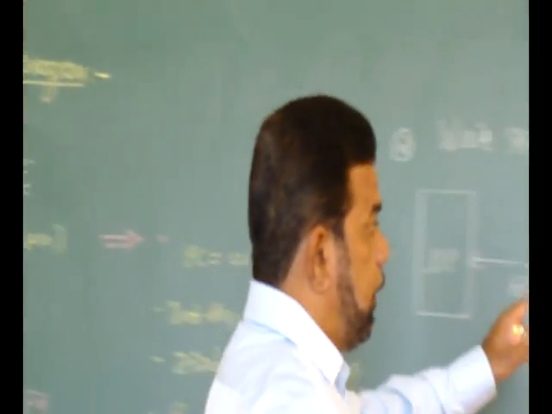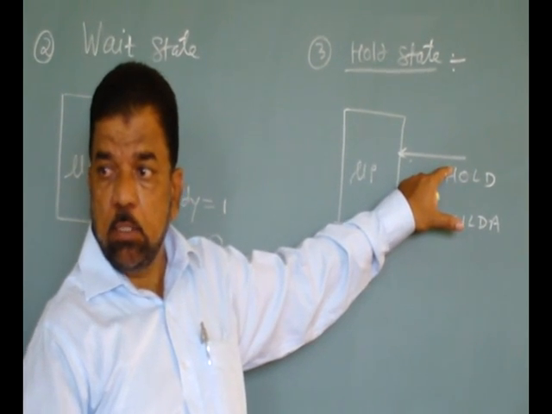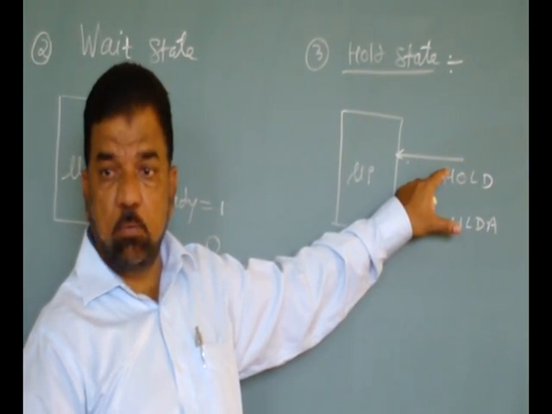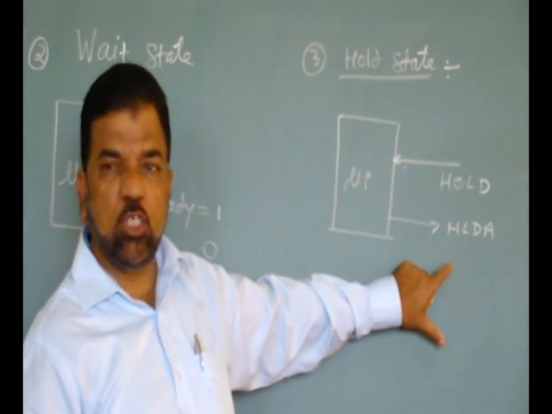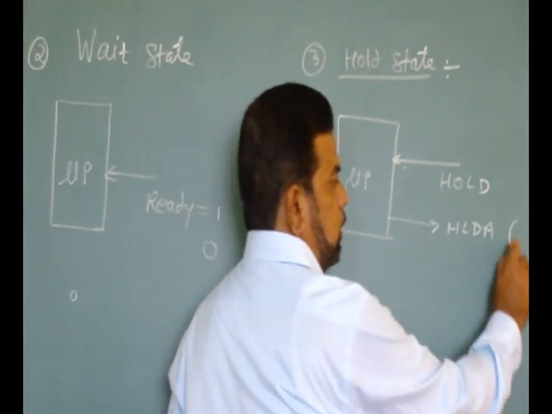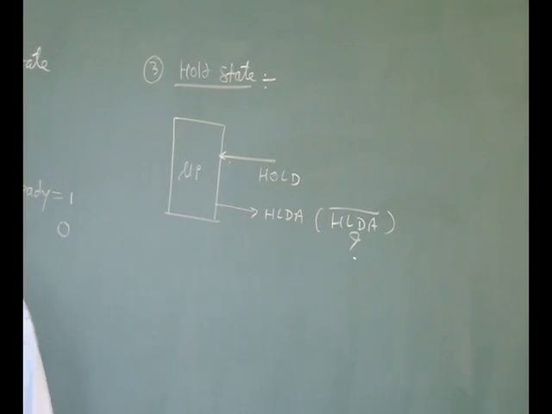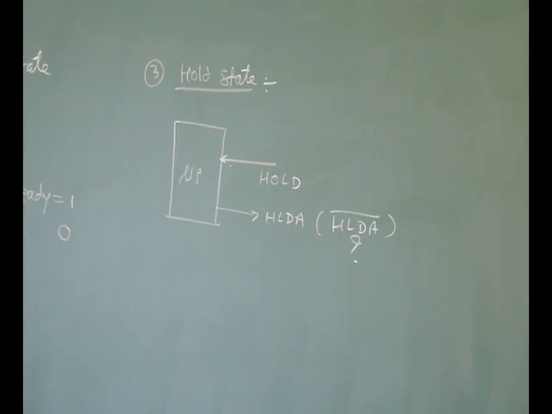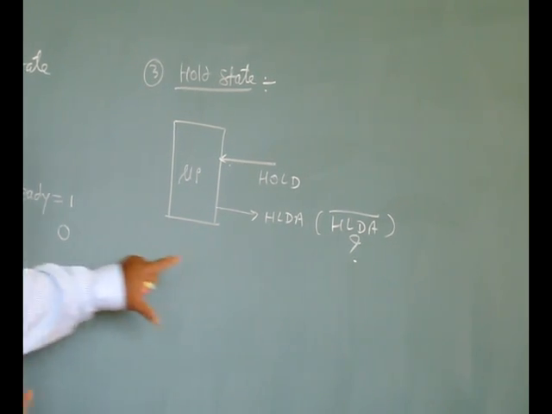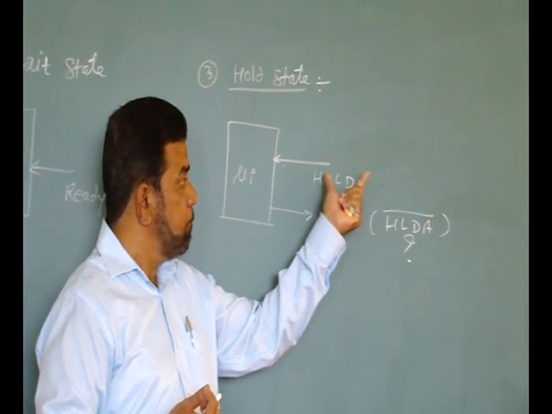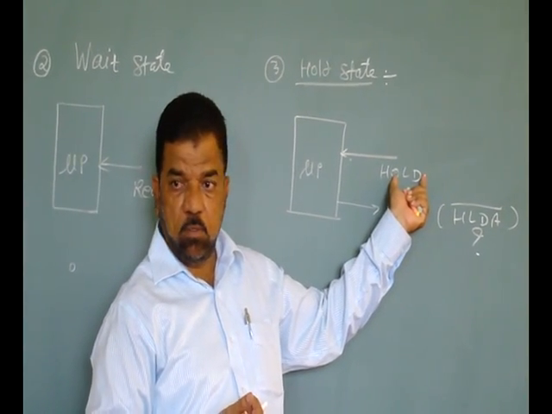That means this pin is the input pin which is used by some external controller, some external master. And the response to this hold pin is HLDA. If there is confusion regarding this, you can write it as HLDA bar. Whether the response is active high or active low, we'll check this. But the process is like this: this pin is used by another master. Are you getting this one?